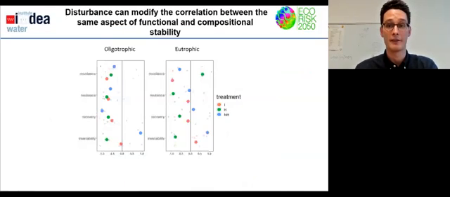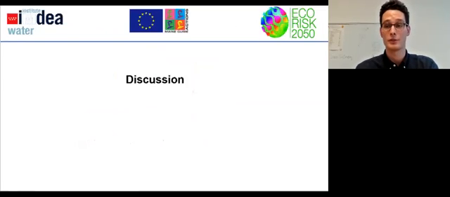Finally, we tested the effects of disturbance on the correlation between the same aspect of compositional and functional stability. And we found significant effect of disturbance on those correlations. And this has even deeper management consequences, as we will discuss in a minute. Moreover, I want you to notice that most of the correlations were negative, both in eutrophic and oligotrophic systems, regardless of the disturbance type. Let's now discuss those findings.